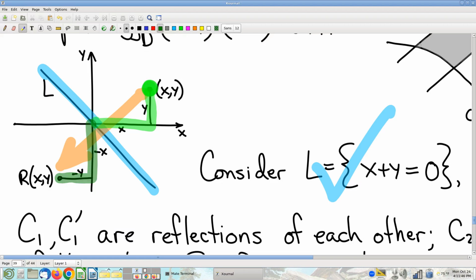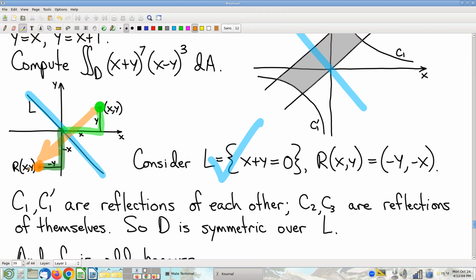Yeah. So this piece reflects, the straight horizontal reflects to the straight vertical, and this vertical reflects to horizontal. Right? And then you can read straight off of there that the reflection point here is negative y comma negative x. So that's a geometric argument, and there's my reflection. How we doing? Okay. All right.